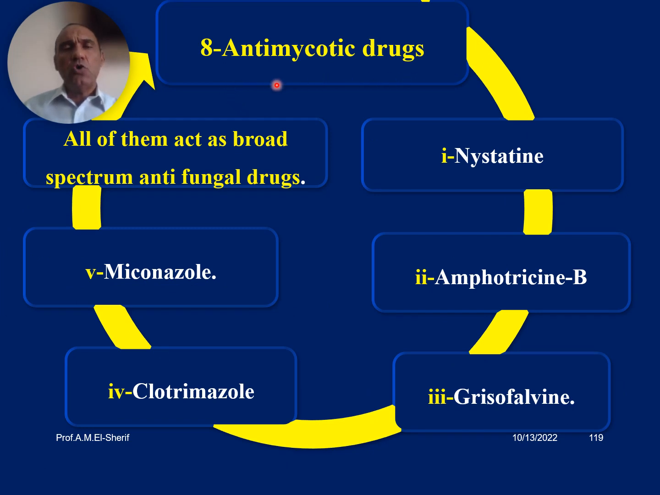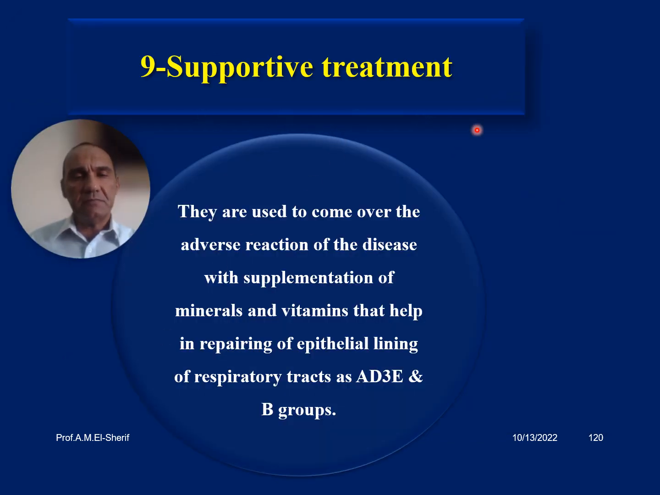Antimycotic drugs. When direct microscopical examination and sensitivity tests in the lab show that the causative pathogenic agent is a fungus, we can use nystatin, amphotericin B, griseofulvin, clotrimazole, or miconazole. All of them act as broad-spectrum antifungal drugs. Supportive treatment is used to overcome the adverse reactions of the disease with supplementation of minerals and vitamins that help in repairing the epithelial lining of the respiratory tract, such as vitamin A-D3-E and vitamin B groups.